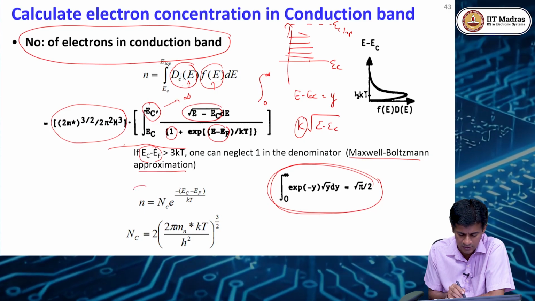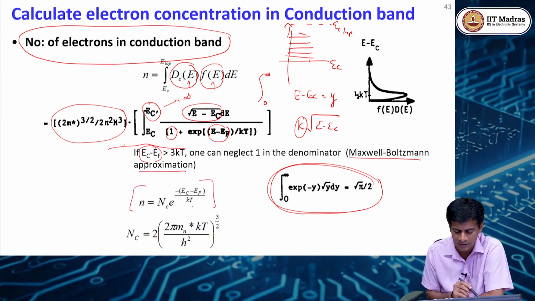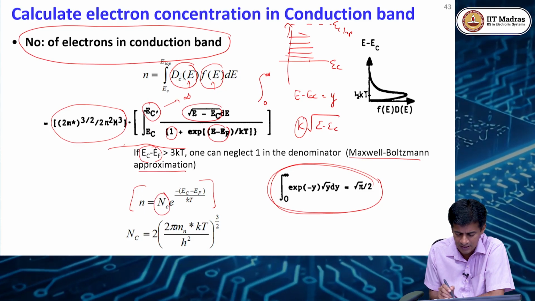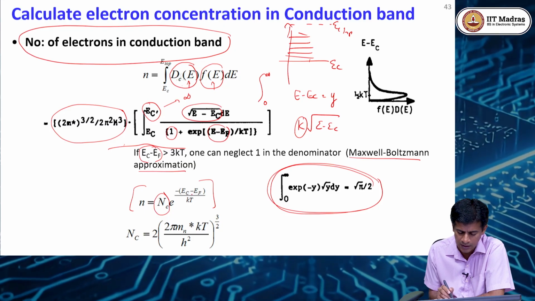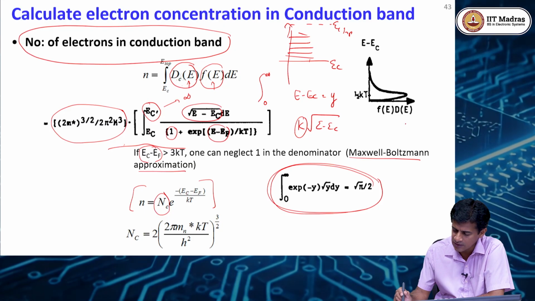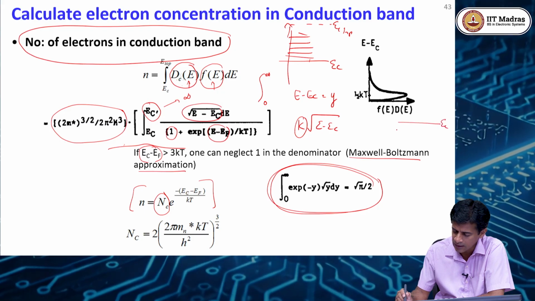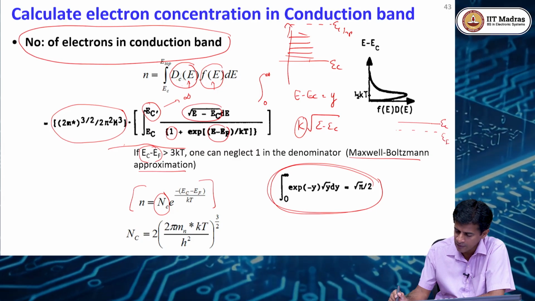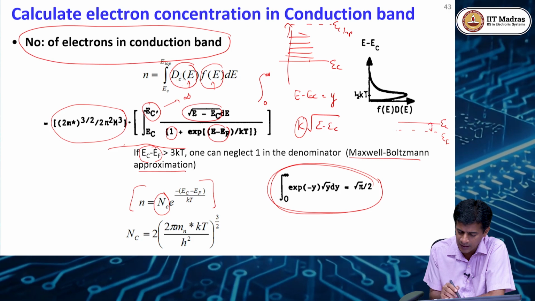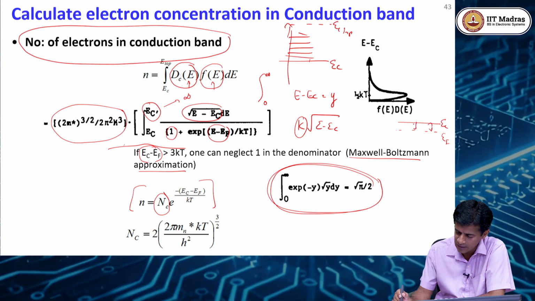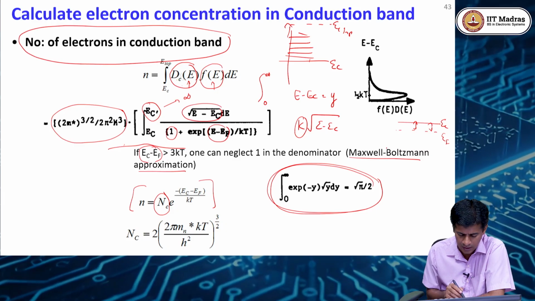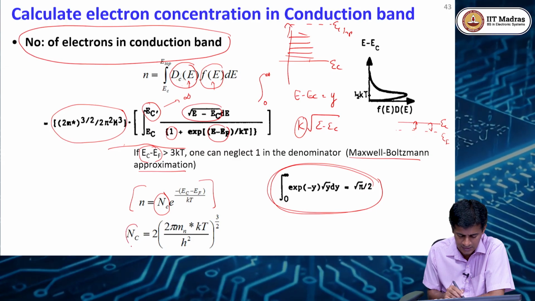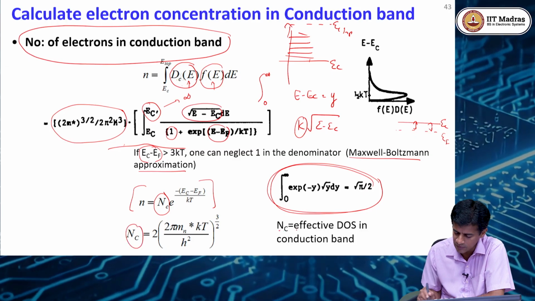Then the number of electrons in the conduction band looks like this. There is some prefactor NC, then exponential of minus EC minus EF by kT. Here EC is the bottom of the conduction band, and the question is where your Fermi level is. In this case we assume the Fermi level is below EC, and also, by our approximation, at least 3 kT away. Then you can get a closed form expression like this. This NC is known as the effective density of states in the conduction band.